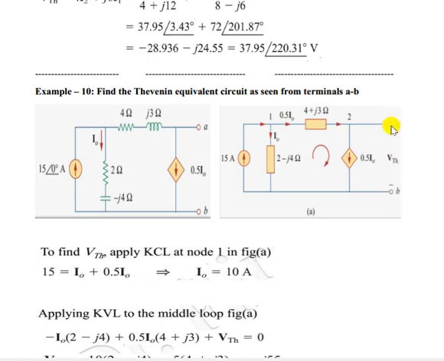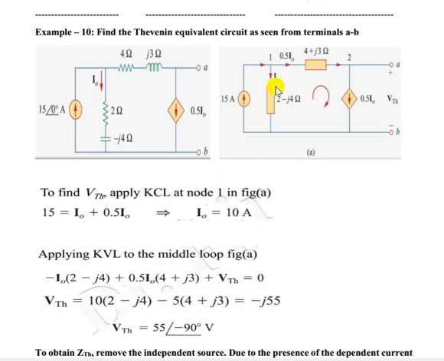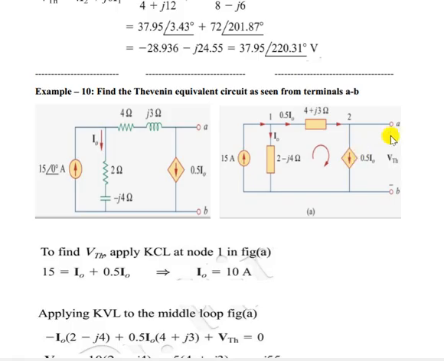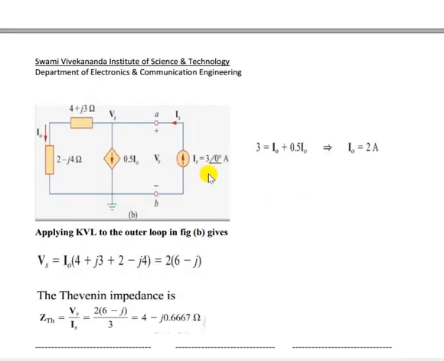That means we have to apply a voltage source or current source here, making the independent source equal to 0 or open circuit. For this, the current source is open circuited. So we have this 1, 2, 3, and we have another current source. The current source value is taken as 3 amps, 3 at angle 0. So what we can write here is that this is 3 amperes, this is 0.5 I0. So 3 equals I0 plus 0.5 I0. So I0 equals 2 amps, that we got.